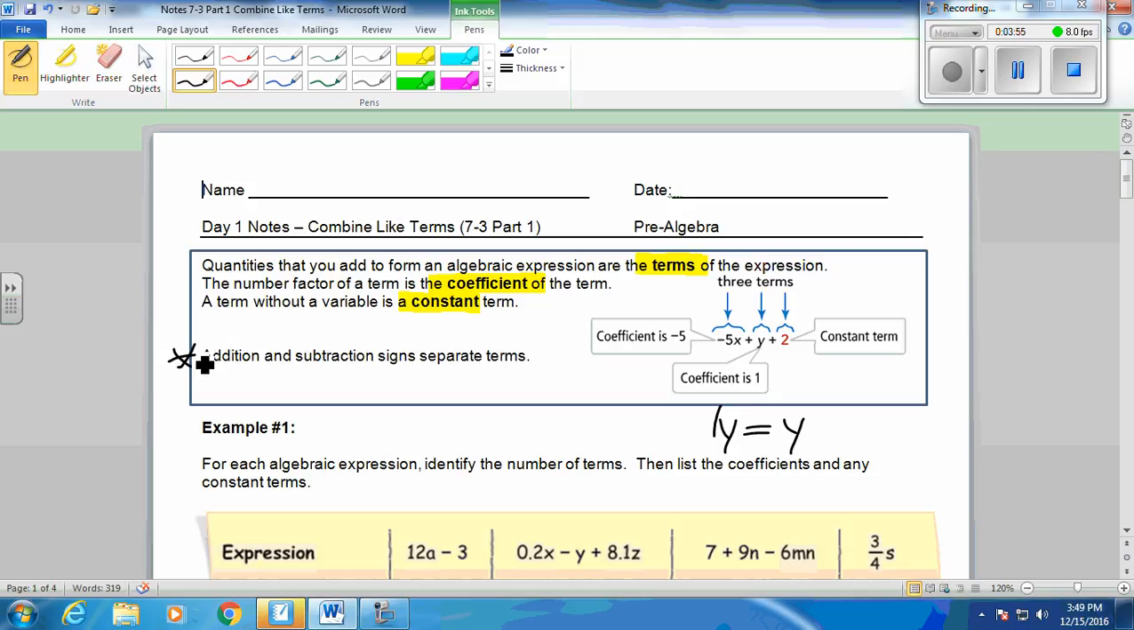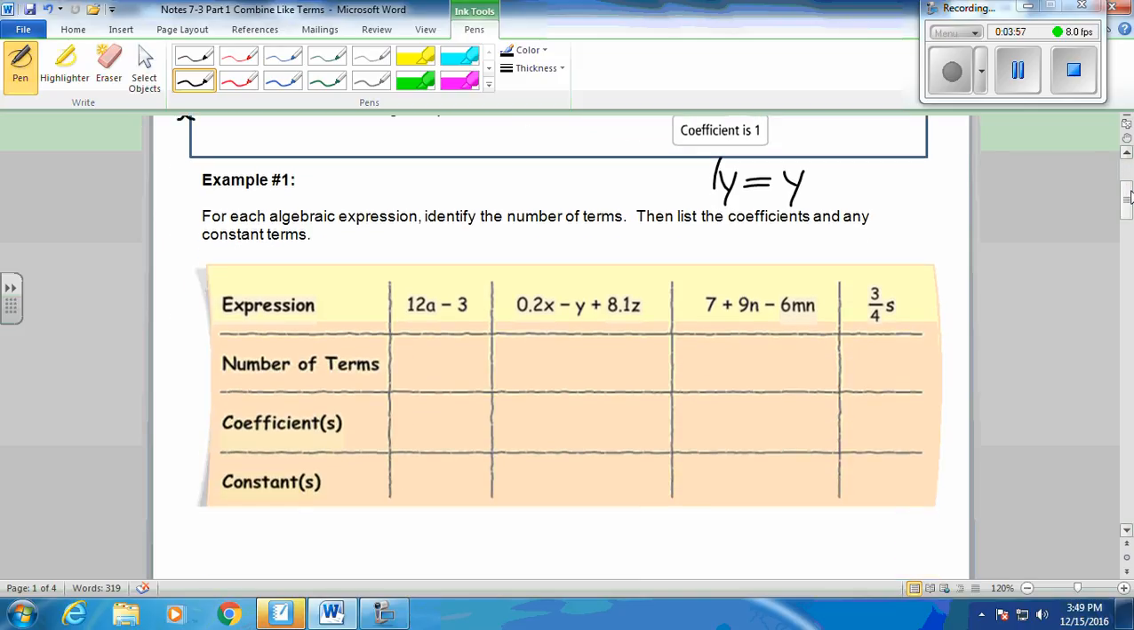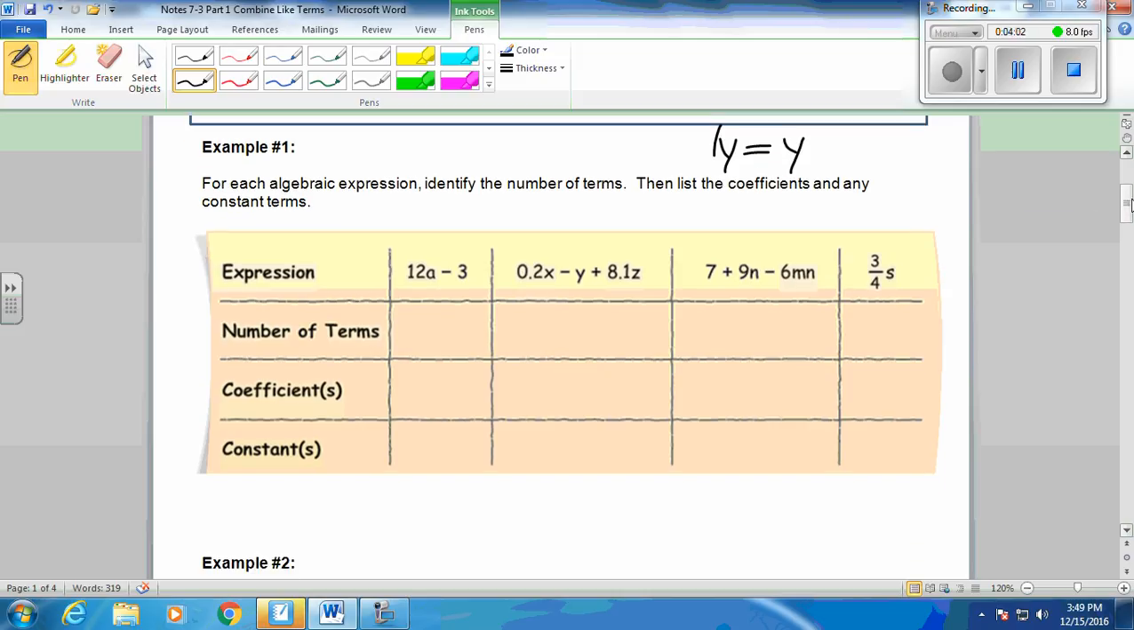They also are reminding you that addition and subtraction signs separate the terms. So we're going to go ahead and look at example number 1, and we will fill in the first column together, and then I will have you try the remaining 3 on your own. What they're doing is giving us an expression, and they'd like us to identify the number of terms, the coefficients, and constants if there are any. If there are no constants, just write none.